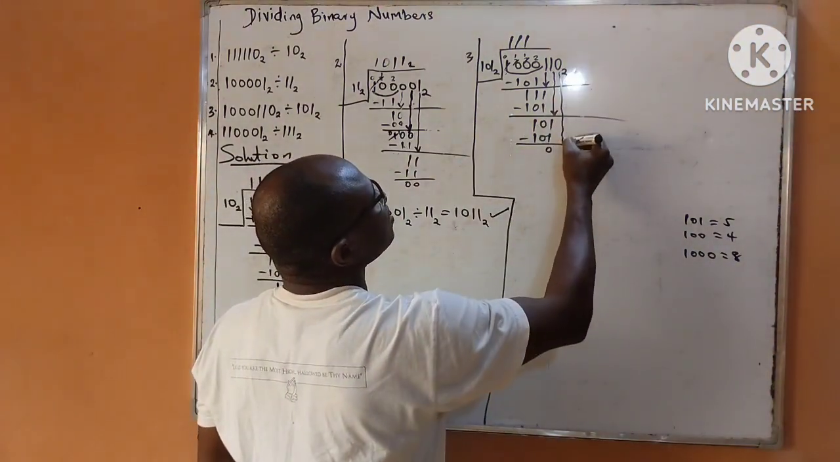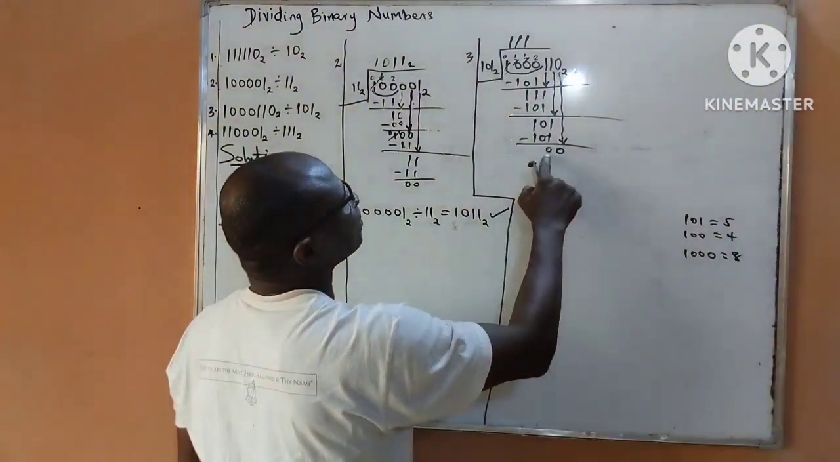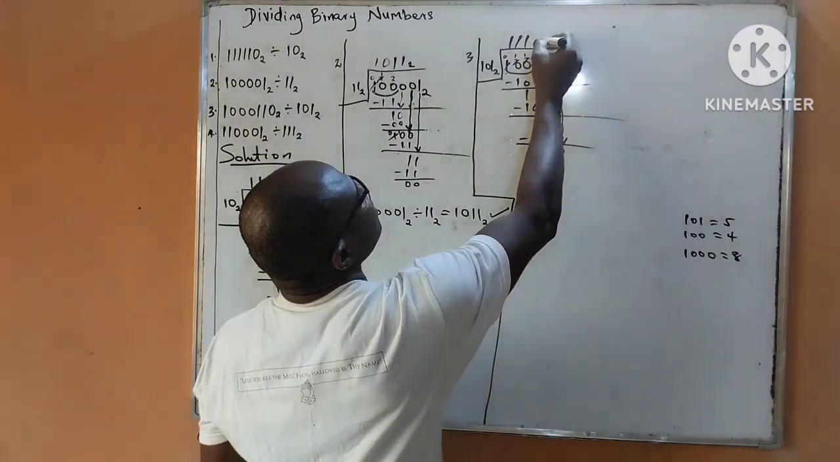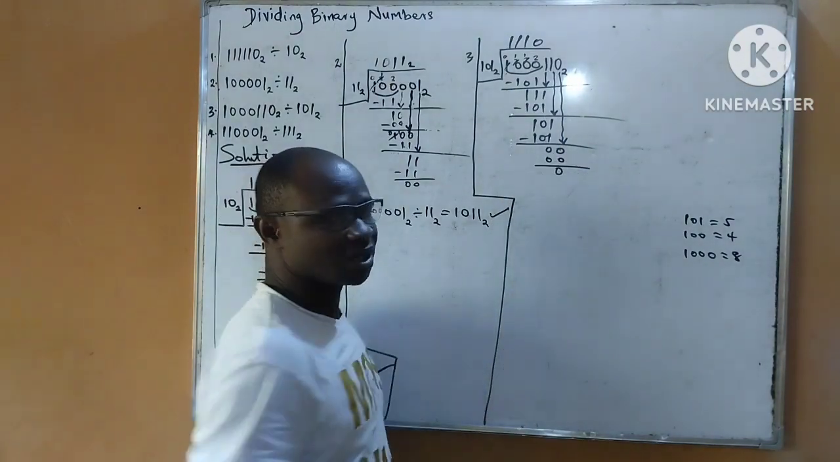Next, I will bring down this 0. Okay? So that I have 1, 0, 0. 1, 0, 1 divide 1, 0, 0 will give me 0. So 0 times this will give me 0, 0. So I subtract to get 0.